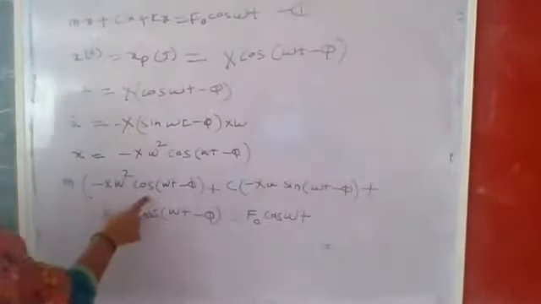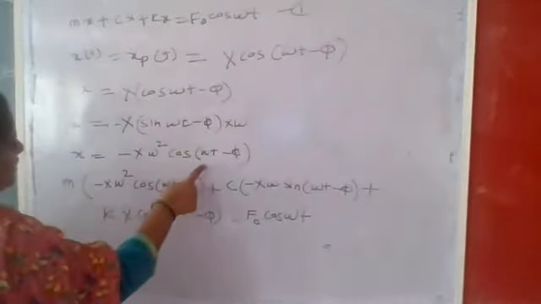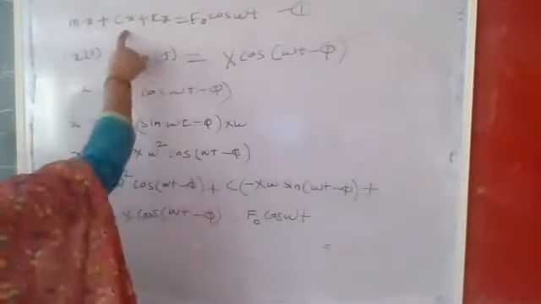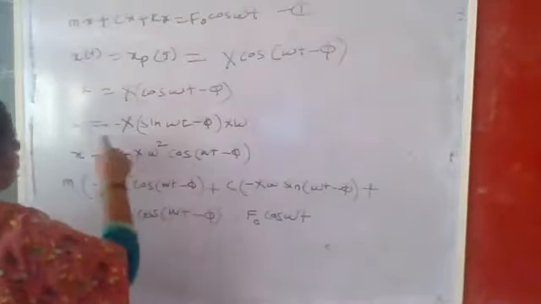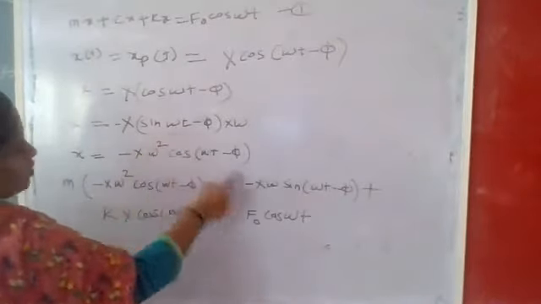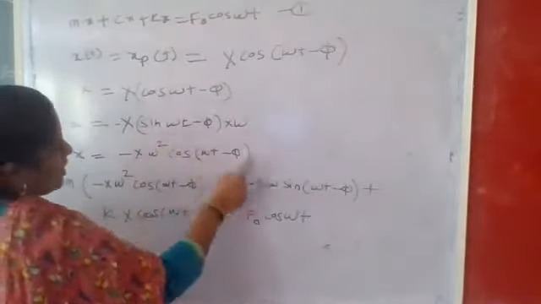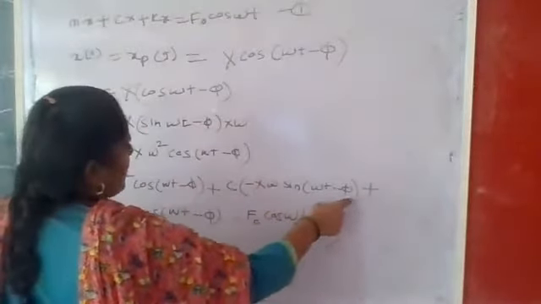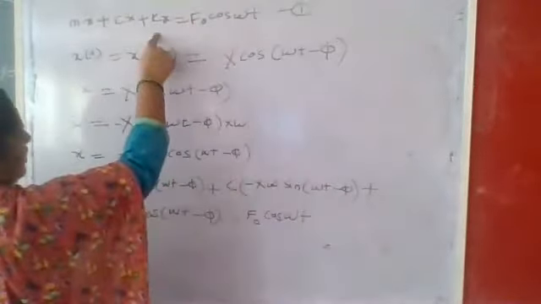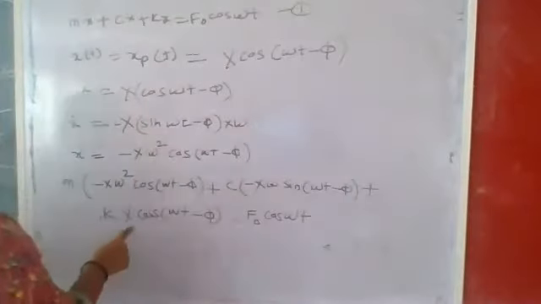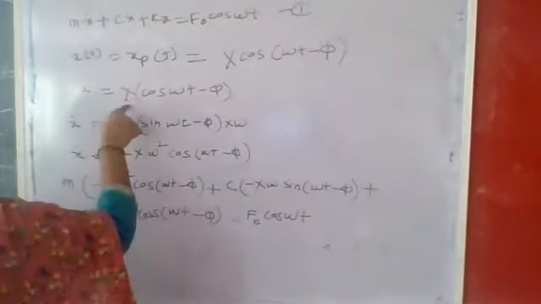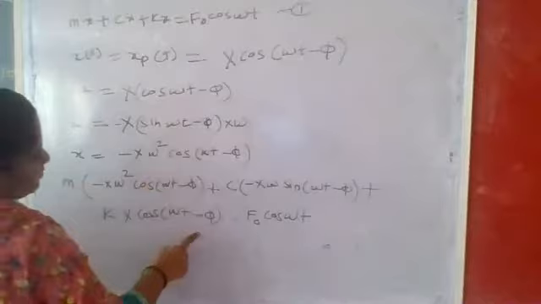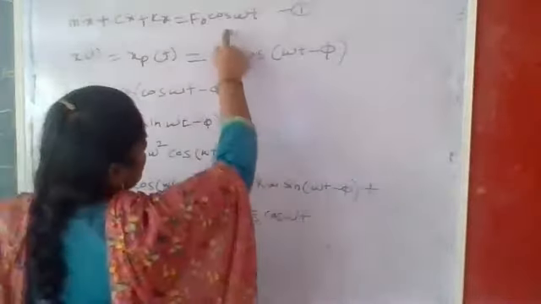minus X omega square into cos of omega t minus phi, that is the first term, plus c x dot, where c into x dot is minus X into omega into sin of omega t minus phi, plus the third term k into x, where x is X into cos of omega t minus phi, is equal to F naught cos omega t. That is written the same as in equation number 1.